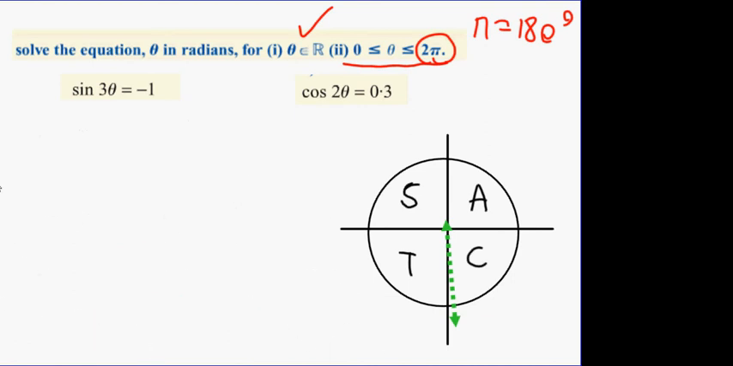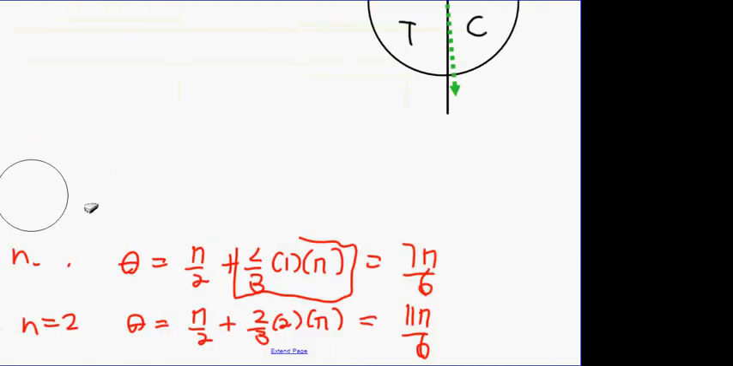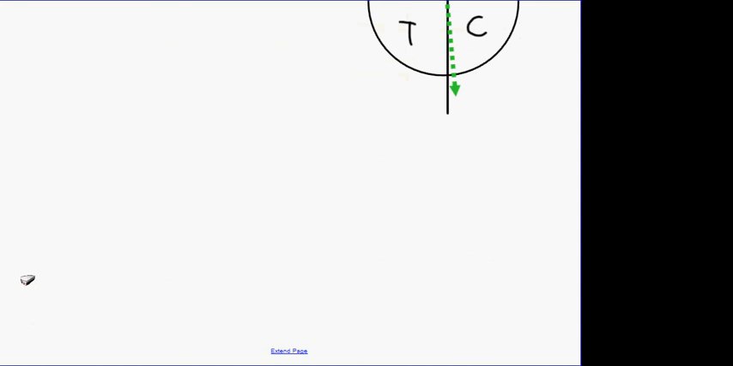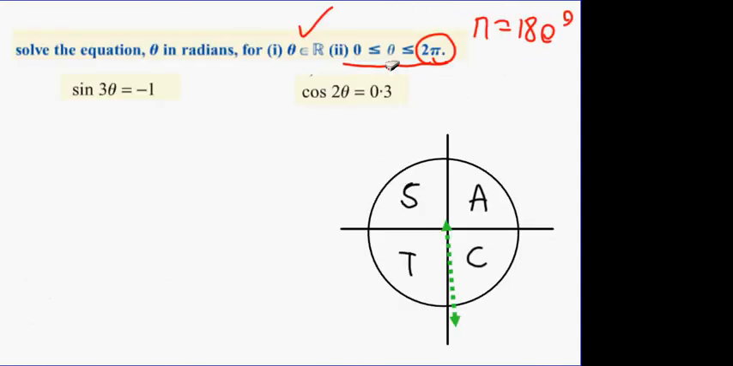The next one is this. Okay. This one here is a bit more difficult because it's not one of the easy numbers. It's 0.3, okay? Now, we're going to cos inverse it. So we're going to get 2 theta equals cos inverse 0.3. Now remember, cos is positive. Means it's available in the first and the fourth quadrants.